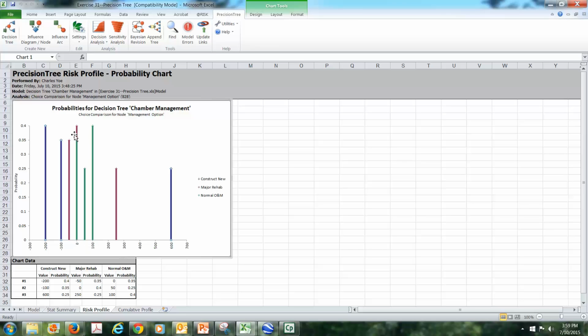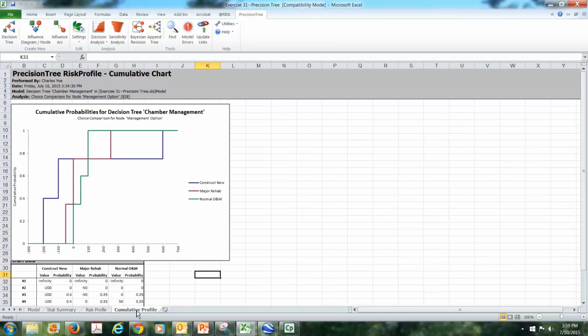Remember, one of the reds was also a 0. So we have 2 different probabilities of a 0 outcome. One for the normal O&M and one for the major rehab. Down below you have the table that basically was used to construct the graph above.